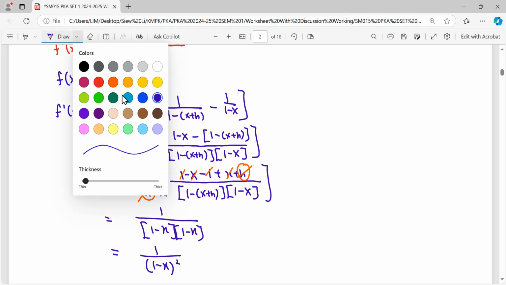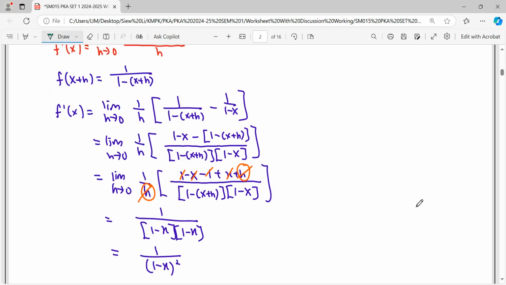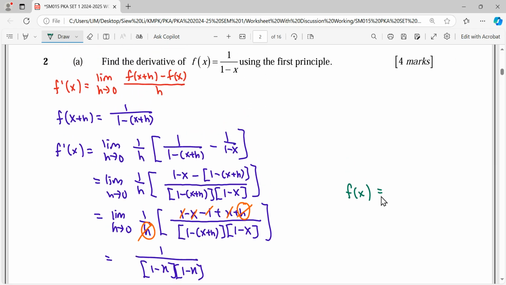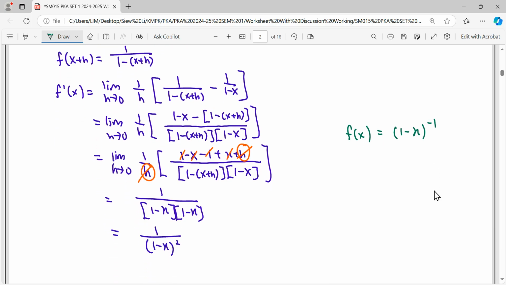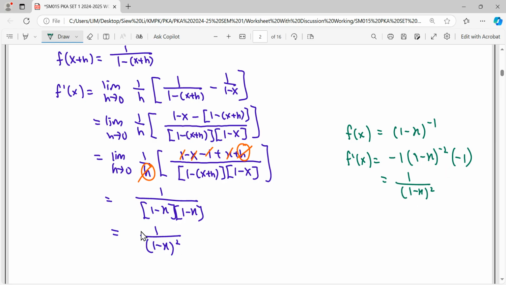For the first principle, we can do a double check here. We can differentiate this using the formula to make sure our first principle answer is correct. Let's say our function here is 1 over 1 minus x, so write it in power form, which will be (1 minus x) to the power of negative 1. When we differentiate it, the power moves to the front, power minus 1, and we differentiate inside the bracket, we get negative 1. So negative negative becomes positive. Remaining is 1 over (1 minus x) squared. As you compare using the formula and using the first principle idea of limit, the answer should be the same.